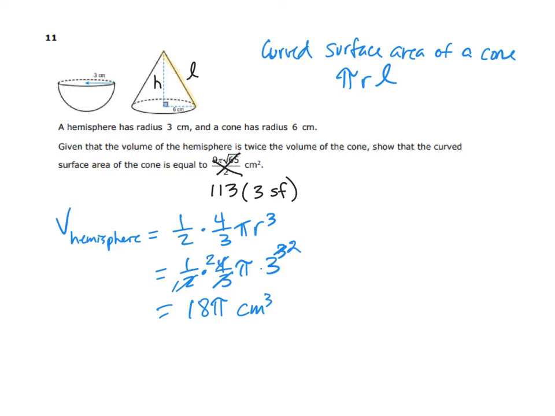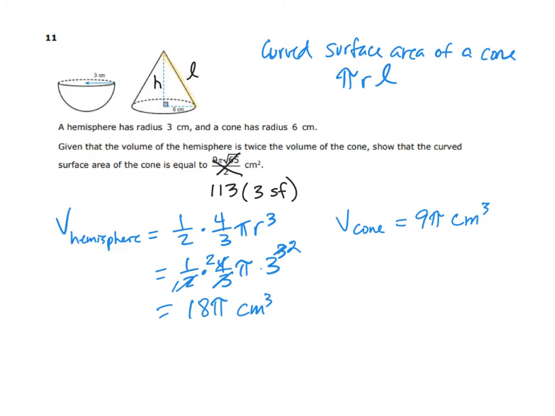Now we're told that the volume of the hemisphere is twice the volume of the cone. So what volume would I double to get 18 pi? That would be 9 pi. So that means that the volume of the cone is 9 pi, and that's going to be centimeters cubed, okay? Remember, we were told that the volume of the hemisphere is twice the volume of the cone, or another way to say that would be the volume of the cone is half the volume of the hemisphere. So the volume of the cone is 9 pi.